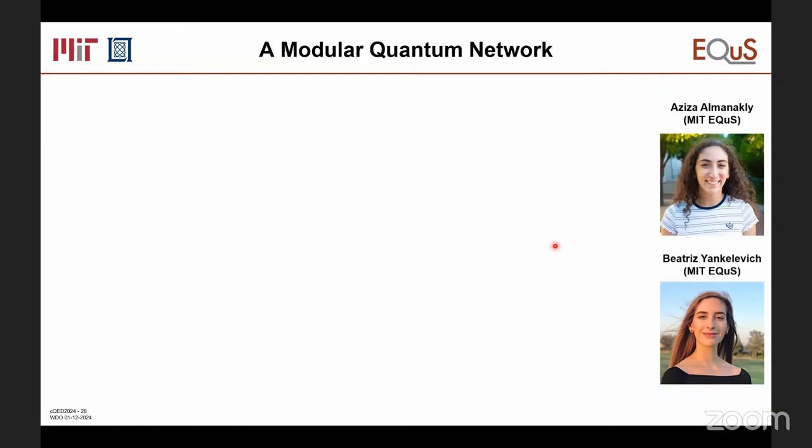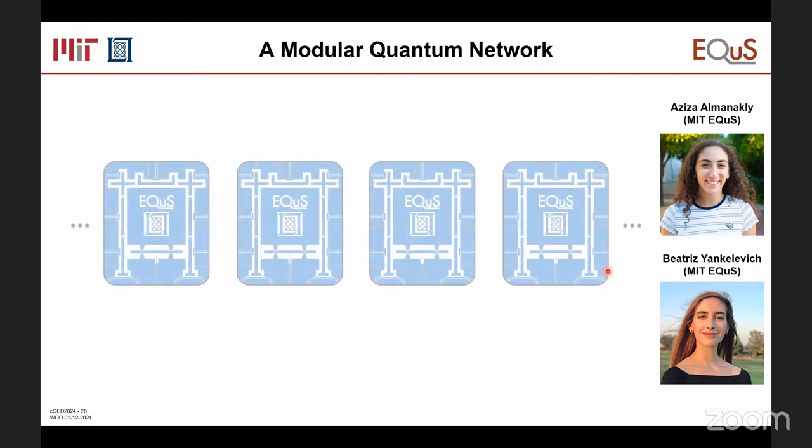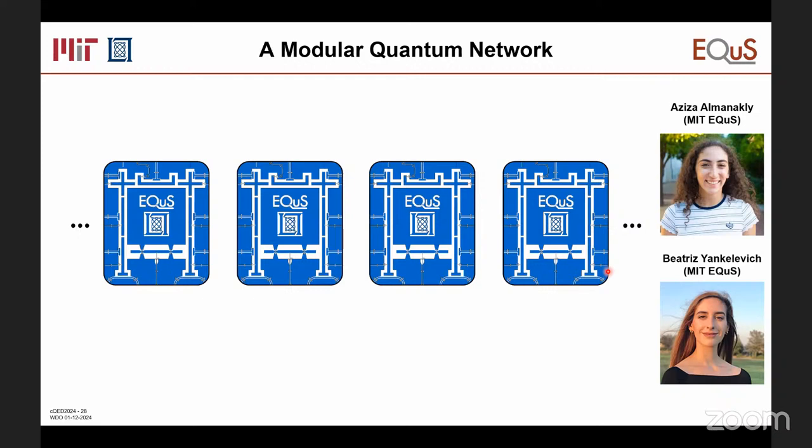And the next step is then to make this modular network that we have been talking about. And this is work led by Aziza and Beatrice in the group. And so the concept is that you might not have just one of these emitters, but you would have, say, four. And the other fact, if you run the emitter in reverse, it's now an absorber. That's another nice feature of this.